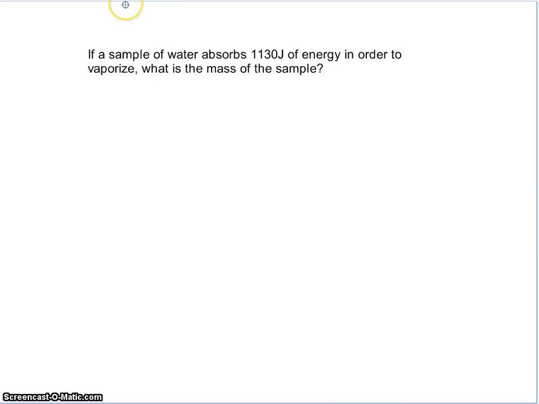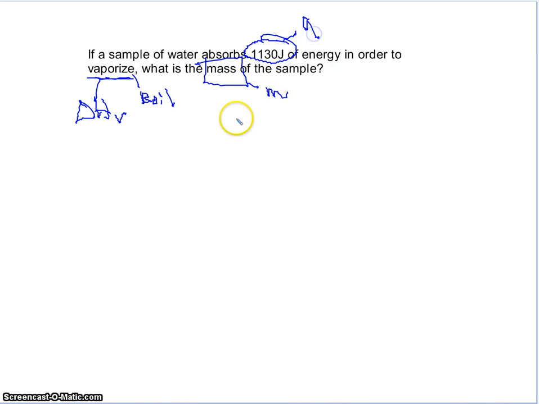And number 2. If a sample of water absorbs 1,130 joules of energy in order to vaporize, so boil, what is the mass of the sample? So we're looking for mass. So this is vaporized. That means I need delta H V. And we're looking for mass, which is M. And this is the heat. That's Q. So again, I'm going to use Q equals M delta H.